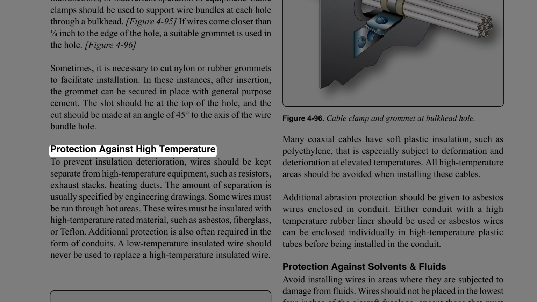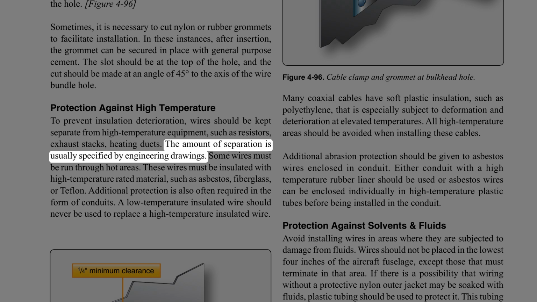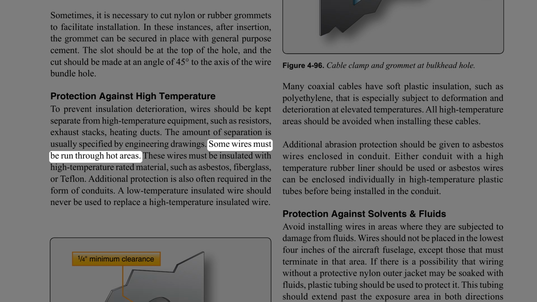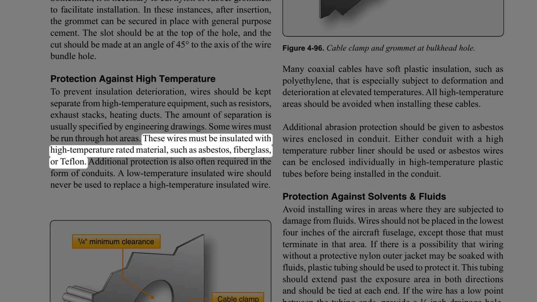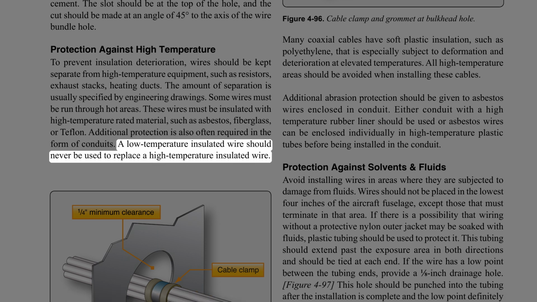Protection against high temperature. To prevent insulation deterioration, wires should be kept separate from high-temperature equipment, such as resistors, exhaust stacks, and heating ducts. The amount of separation is usually specified by engineering drawings. Some wires must be run through hot areas. These wires must be insulated with high-temperature rated material, such as asbestos, fiberglass, or Teflon. Additional protection is also often required in the form of conduits. A low-temperature insulated wire should never be used to replace a high-temperature insulated wire.